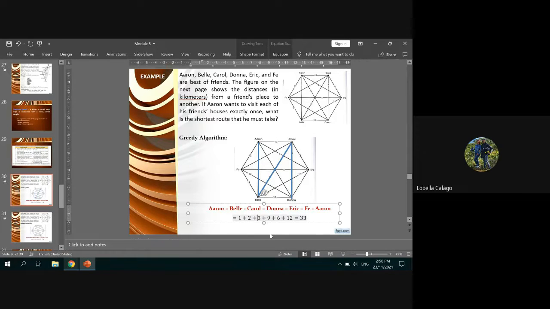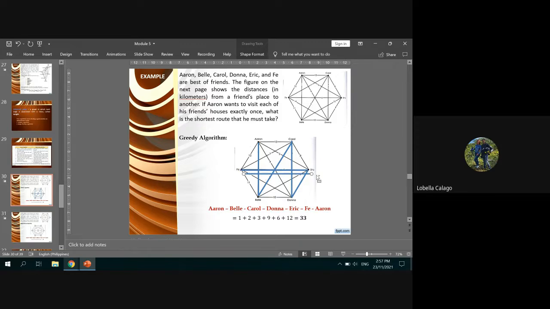We add 3 here. Now, from Donna, where do we go? It's either going to Eric or going to Fe. Going to Fe is 14, going to Eric is 9. Obviously, we go to Eric, which is 9. Then we go straight to Fe, because Fe is the only one not yet visited.